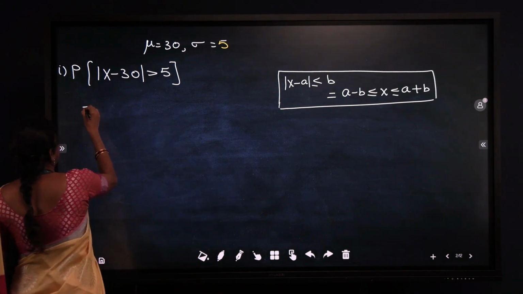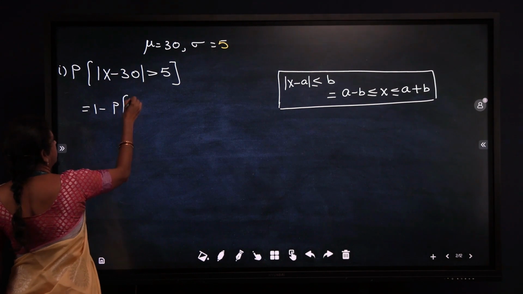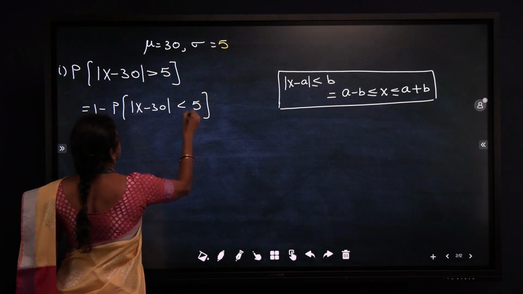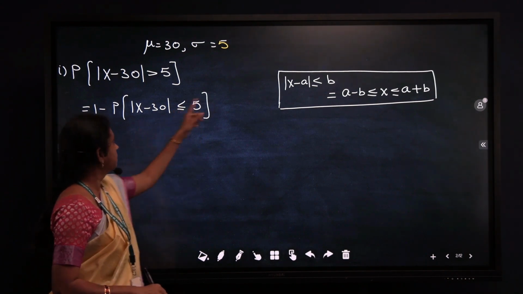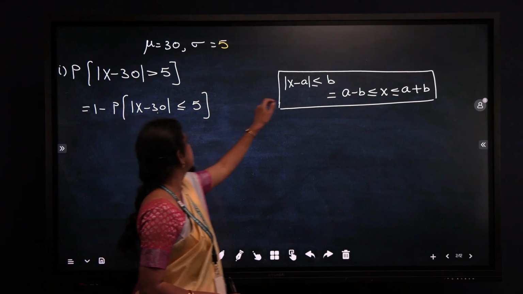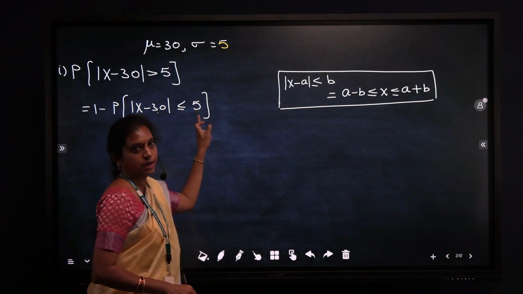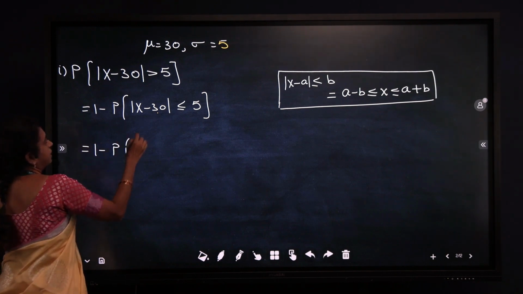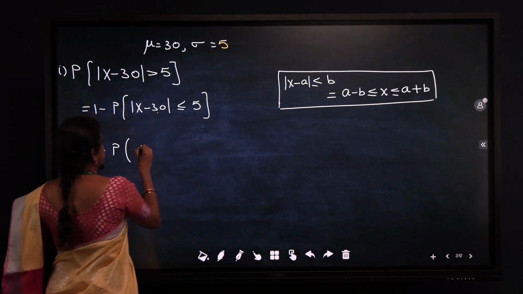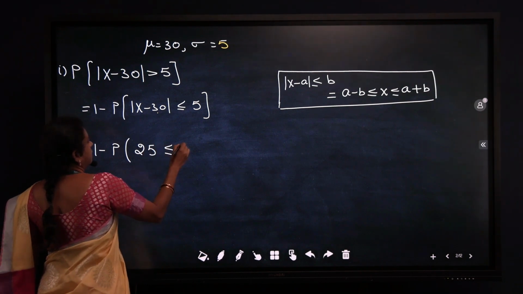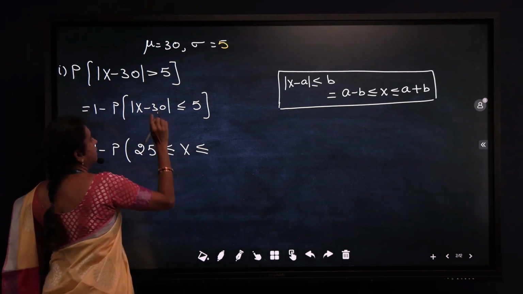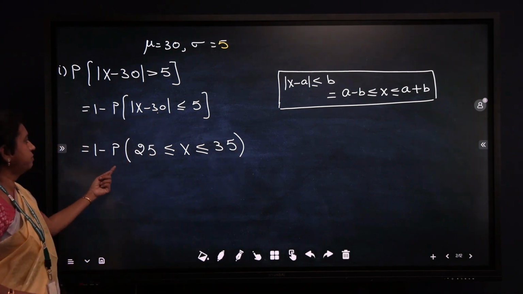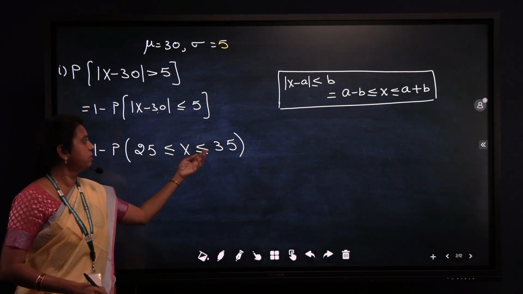Now you can write this as what? 1 minus probability of mod x minus 30 less than or equal to 5. Now using the same identity, here a value is 30 and b value is 5. So we can write this as 1 minus probability of 30 minus 5, so 25, less than or equal to x less than or equal to 30 plus 5 is 35. So we have to find 1 minus probability of 25 less than or equal to x less than or equal to 35.